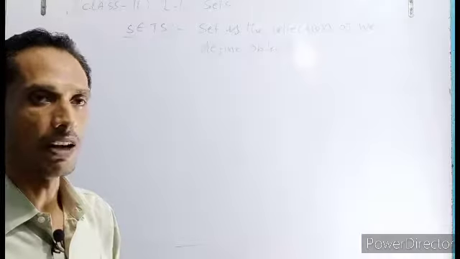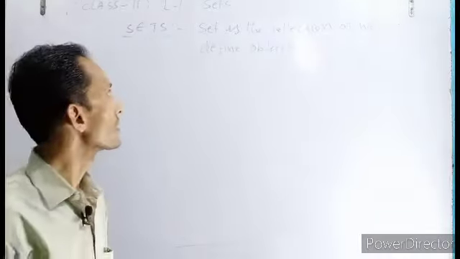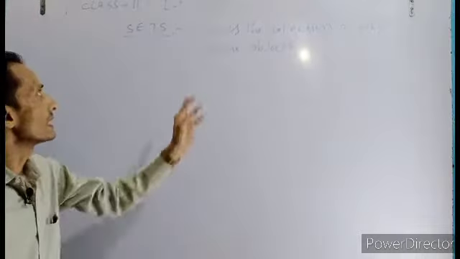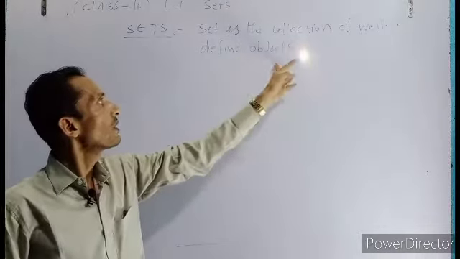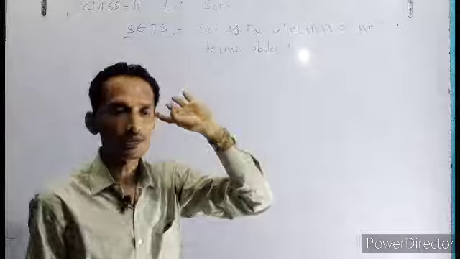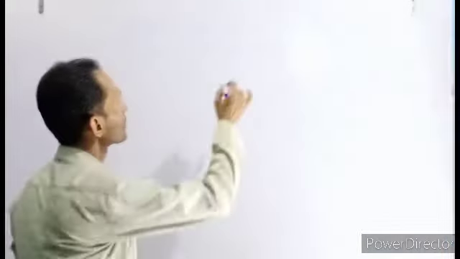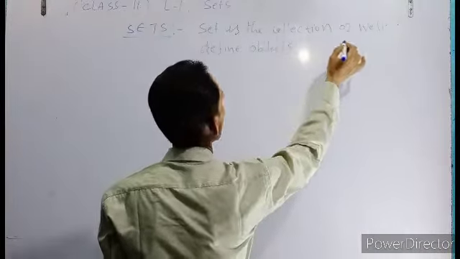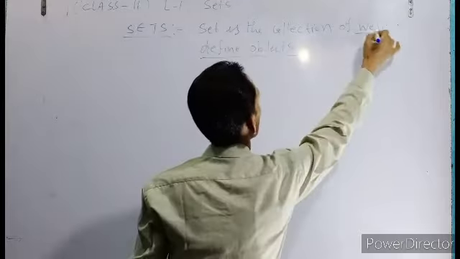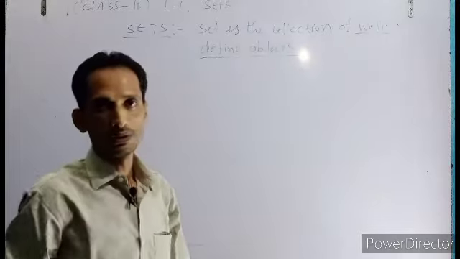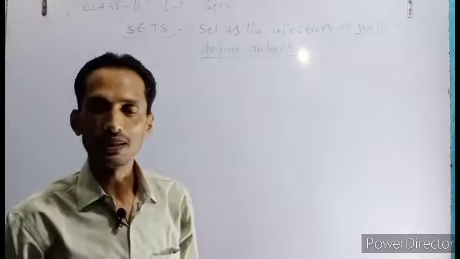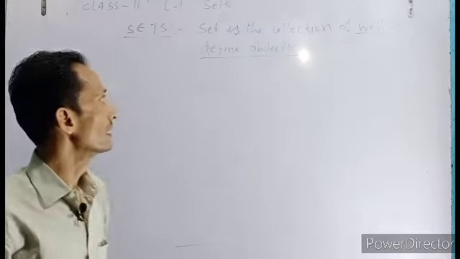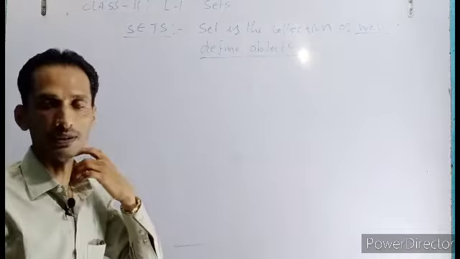So what are sets? How can we define sets? A set is a collection of well-defined objects. Well-defined, this term is very important for you. A set is a collection of well-defined objects. Otherwise that will not be a set. So how can we verify whether it is well-defined or not well-defined?